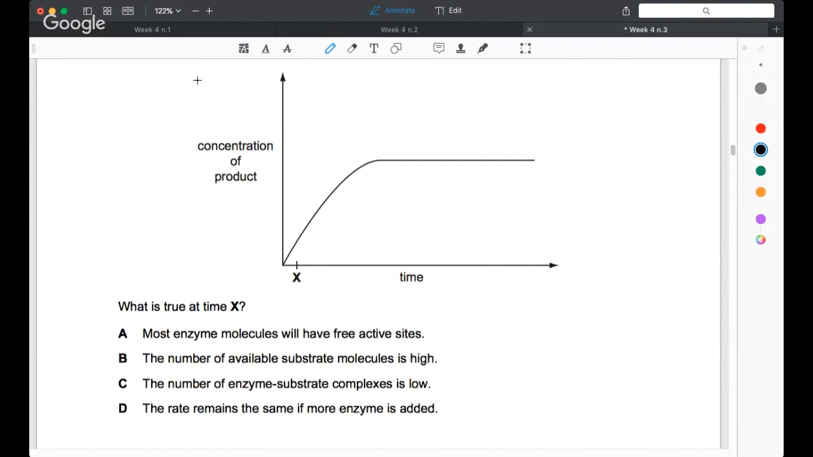Because not most of the enzyme molecules will have free active sites. So there'll be many enzyme-substrate complexes because they're still colliding with the active site. Yeah. But there's just more substrate left to collide with it. And the rate wouldn't remain the same if more enzyme was added. This enzyme is the limiting factor. Good.